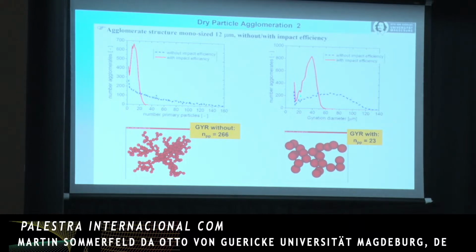On the right-hand side, we have the gyration diameter. So without impact efficiency, 20 micron particles, and with impact efficiency, with 60. So the particles are looking like this, close to reality, although we never really look at the structure. Are they dendrite-like or compact? This is another issue which has to be evaluated. How can you influence this? It is just the outcome of our random process. There should be, of course, a physical phenomenon determining whether it's a compact or dendrite structure.